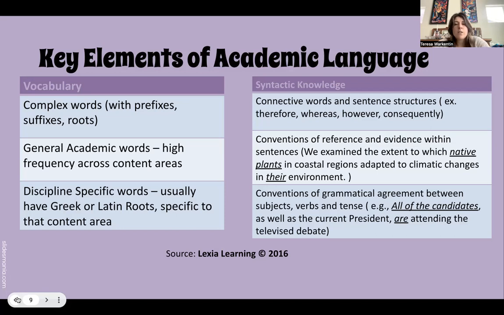One example of this would be to say, all of the candidates, as well as the current president, are attending the televised debate. We would have to be able to discern that all of the candidates means it's plural, including the current president. A lot of times we'll see our students write something or say something like, all the candidates, as well as the current president, is attending the televised debate. And while that non-standard structure is comprehensible and acceptable, the target academic language would be to have grammatical agreement using "are."